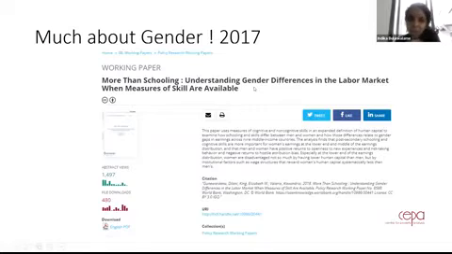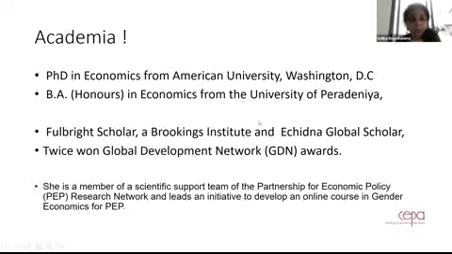One interesting paper I thought of when I did my research was this World Bank policy research paper, More Than Schooling: Understanding Gender Differences in the Labor Market When Measures of Skills Are Available. I thought of citing this because of today's presentation, which is looking at gender economics.